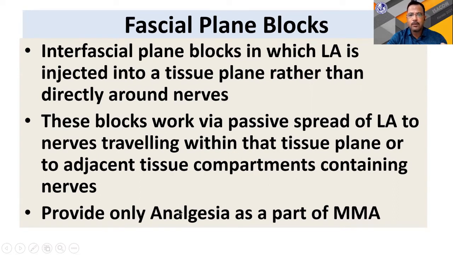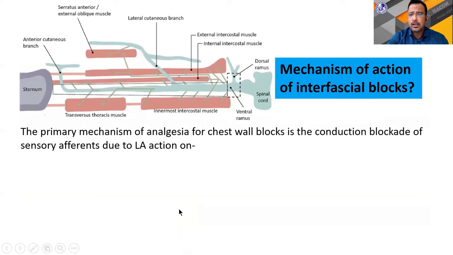And these blocks work by the passive spread of LA to the nerves traveling within that tissue plane or to the adjacent tissue compartment containing the nerves. And they only provide analgesia as a part of multimodal analgesia. So what is the mechanism of action of interfascial plane blocks?